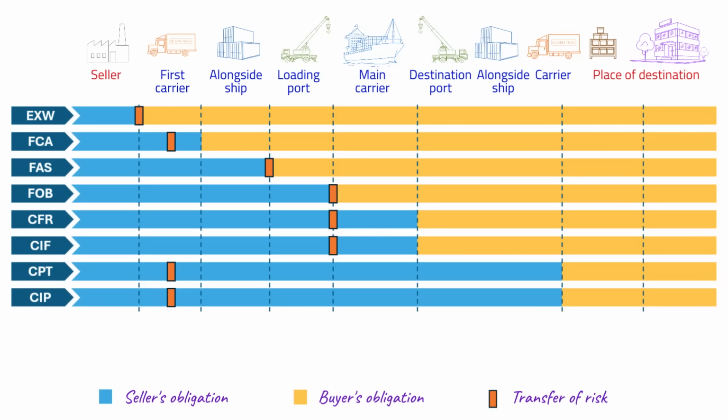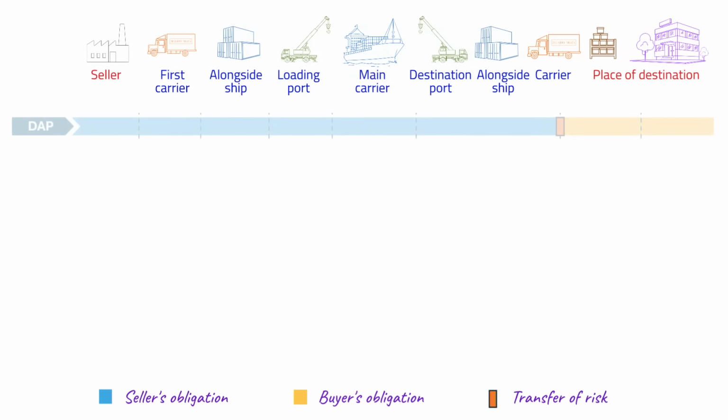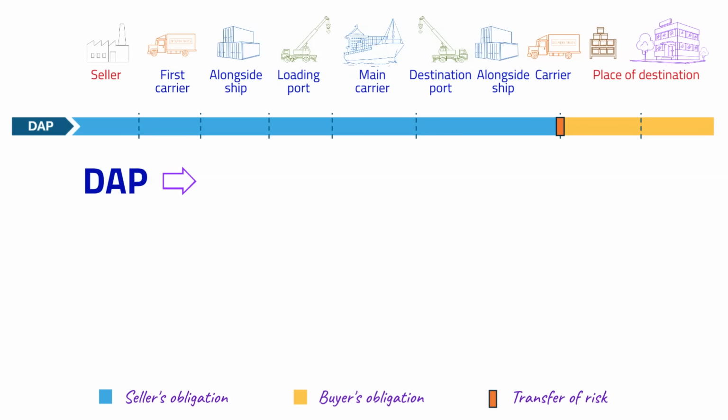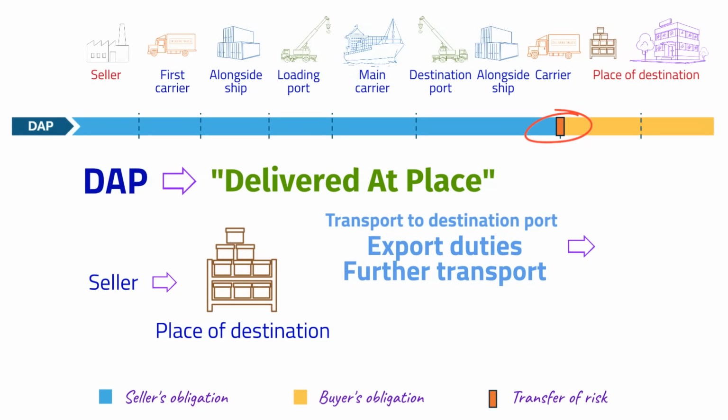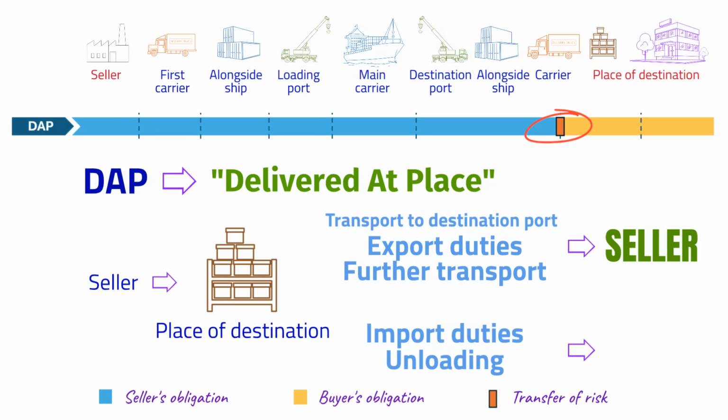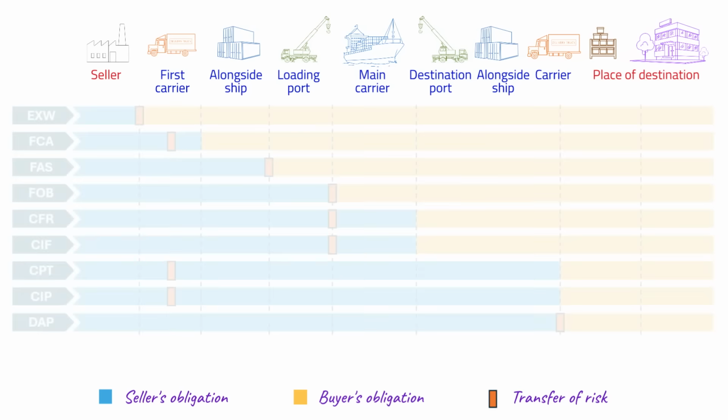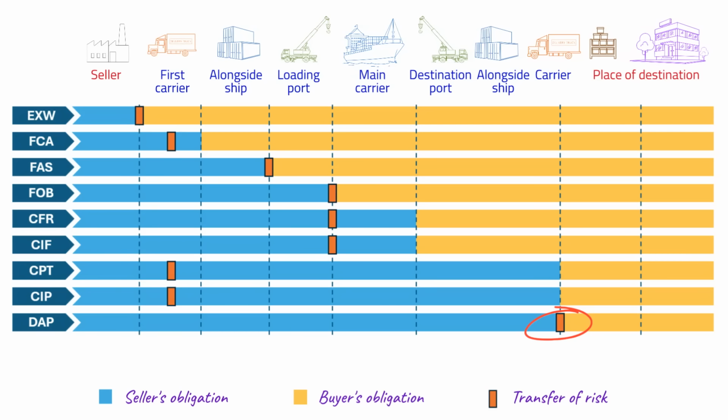Now we move to letter D. DAP or delivery at place. Here the seller is responsible for the costs and risks until goods are delivered to the named destination, but not unloaded yet, and import duties not cleared. The risk transfers to the buyer upon arrival at that place.